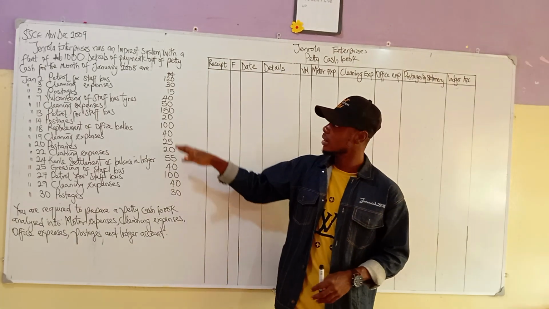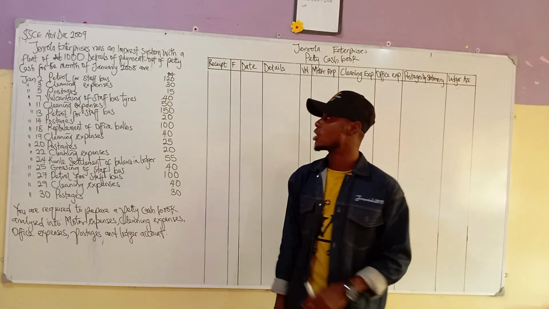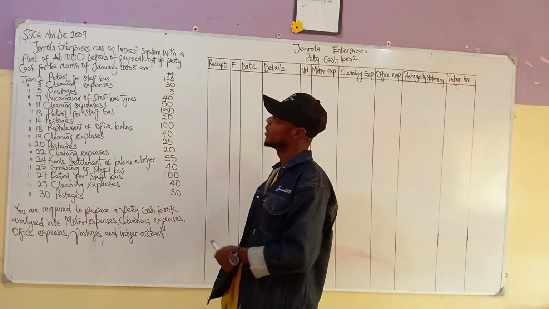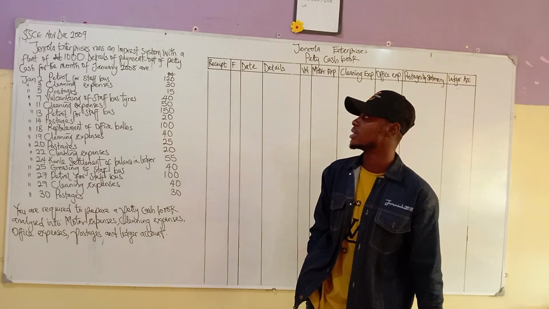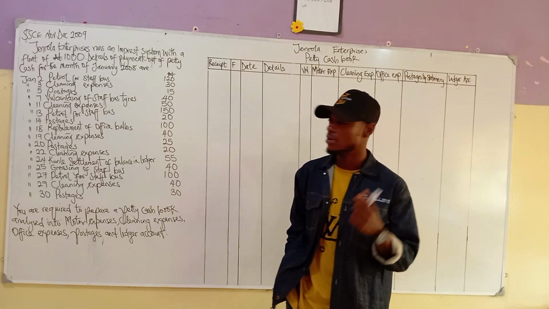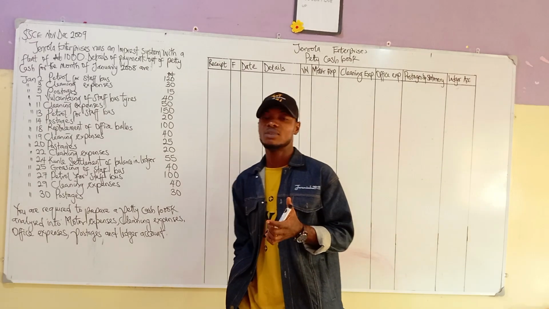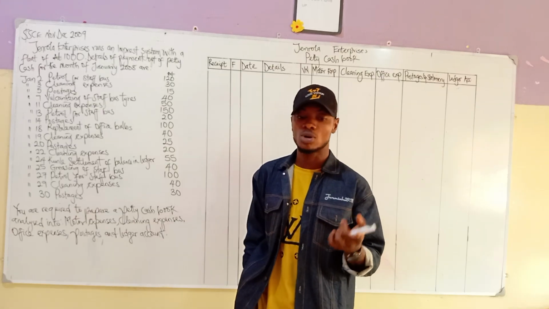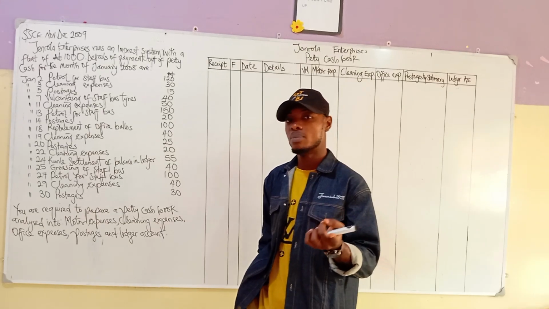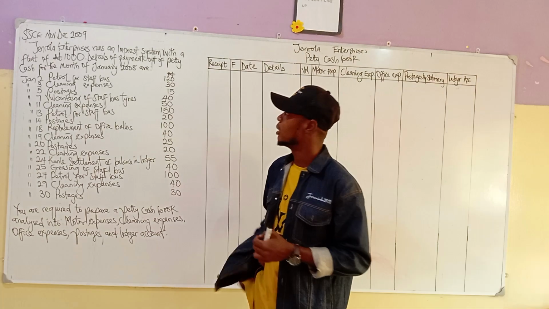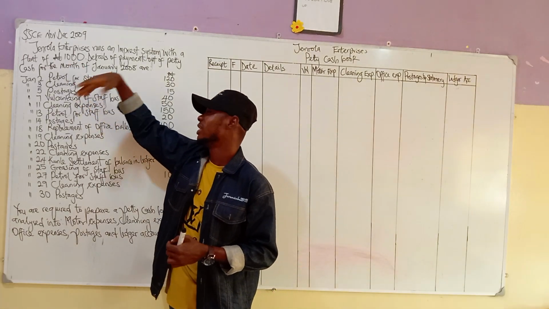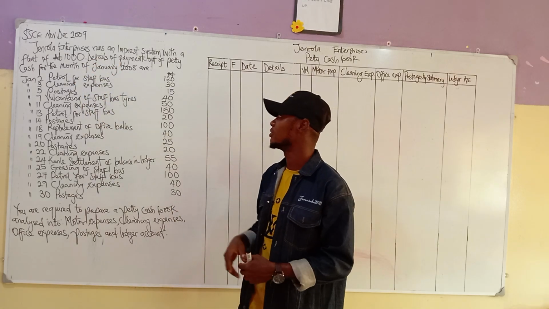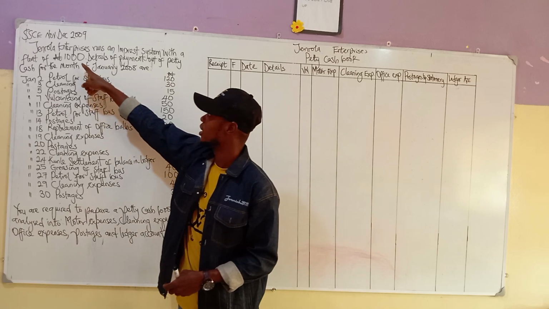Now, say this is a question that was given. I think I got this from SSC in November, December 2009. We have General Enterprises that runs an Imprest system with a float. Remember I told us that float is the money that is given to the Imprest cashier to handle expenses that come up within a given period of time, maybe 1 month or 2. Now, we say it was given a float of 1,000. It was 1,000 in the original, but I had to change the currency to naira because we're in Nigeria, so it will be easier for us to understand. So we have 1,000 naira.